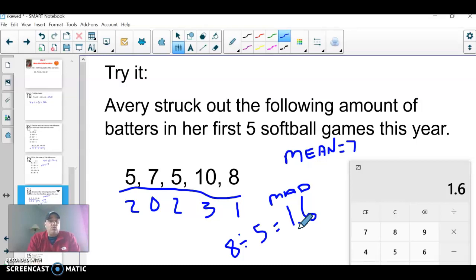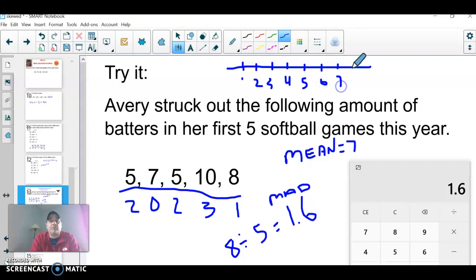So Avery's MAD is 1.6. That means she's pretty consistent. Actually, if I draw a number line here, and I put 1, 2, 3. It's really hard sometimes drawing on this. 4. Wish we were in class with a smartboard. 5, 6, 7, 8. I'm going to stop at 9.